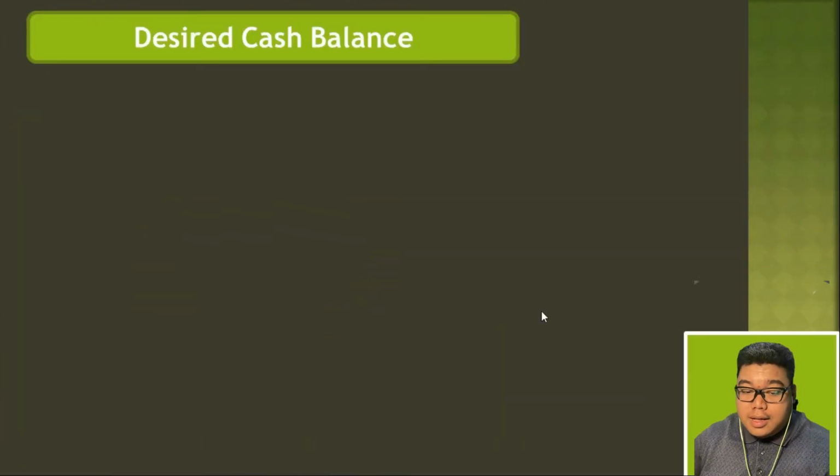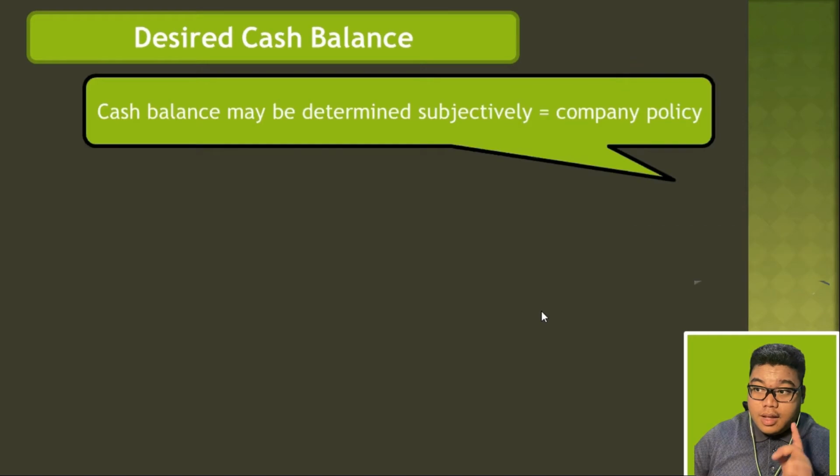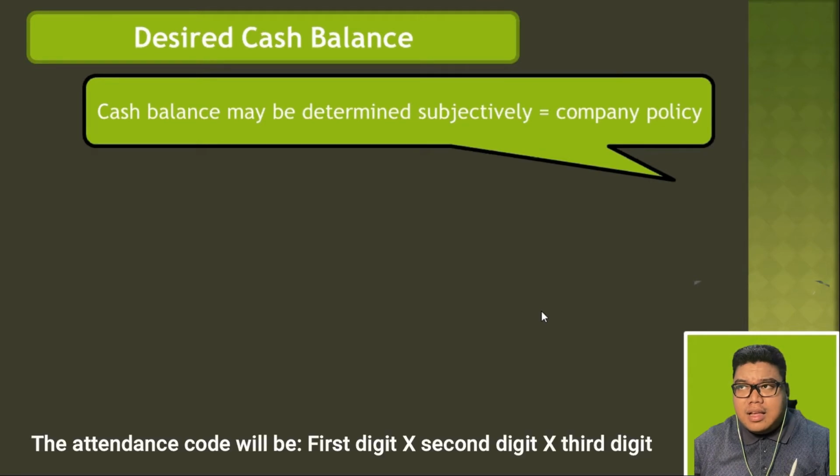Next would be desired cash balance. How do we determine our desired cash balance using a quantitative approach? So using a quantitative approach, cash balance may be determined subjectively. Actually, that is the estimate that we can use. So we can use estimate here.